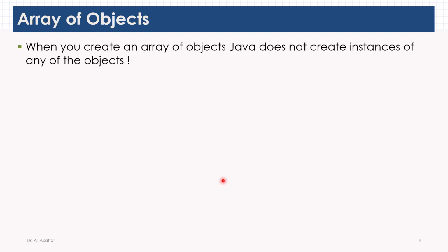Now we need to show you how to create an array of objects. When you create an array of objects, you know that Java does not create instances of any of the objects. However, it creates empty references to such type of objects. As an example, suppose we have declared an array for the student in class for 10 students. In this declaration, we are not creating 10 objects of type student and the array is pointing to these 10 objects. The declaration here is creating 10 elements of type student, so they are just references.